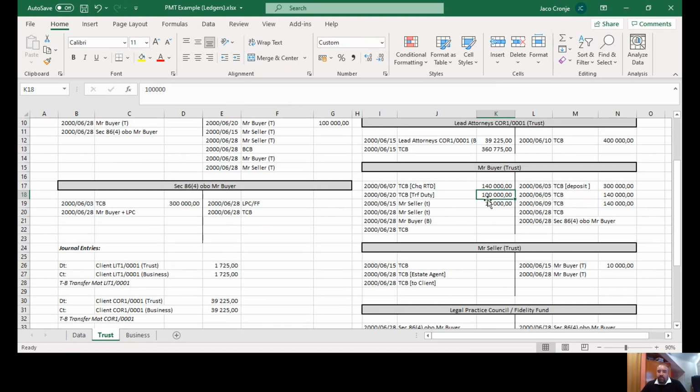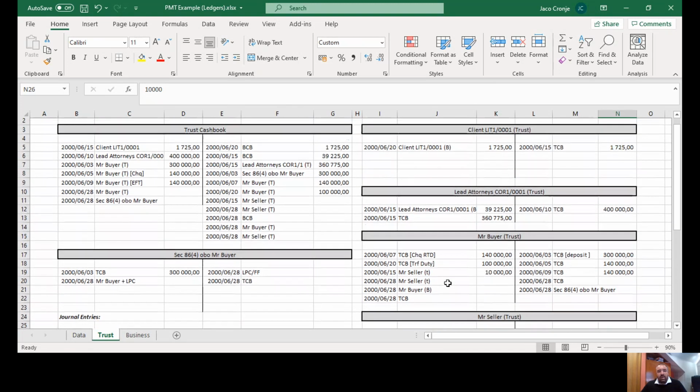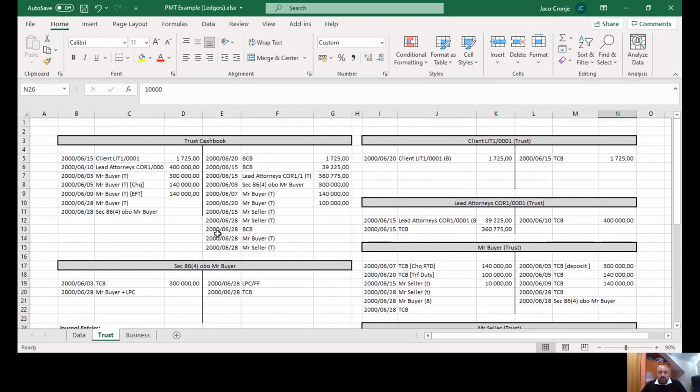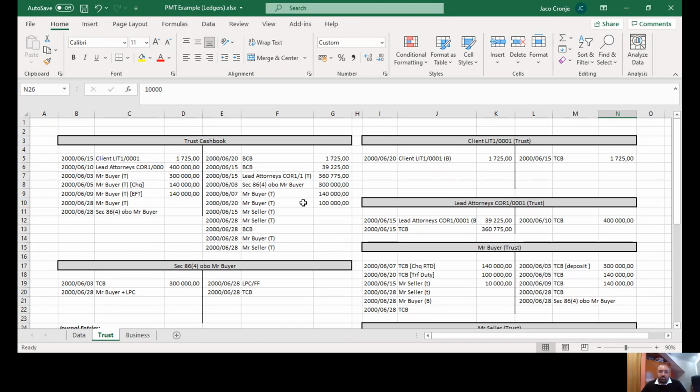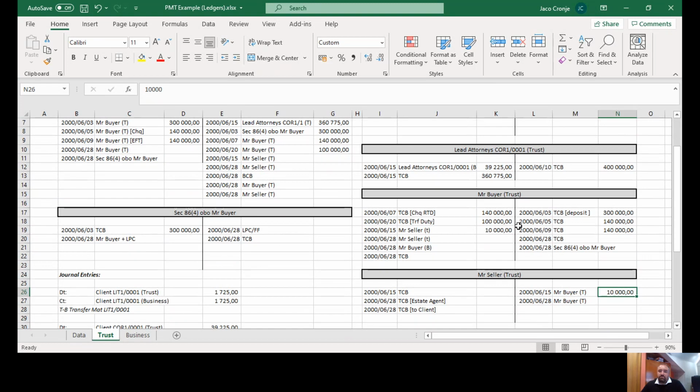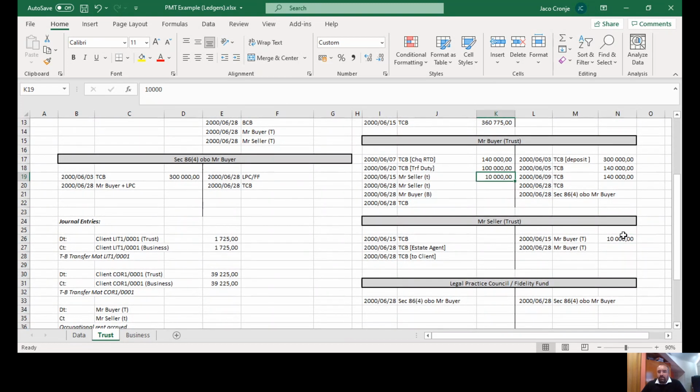So Mr. Buyer says, take 10 of that and use it for Mr. Seller. Now, is that a cash flow transaction? When I move it from Mr. Buyer to Mr. Seller, do I pay it out of my trust and back into my trust? The answer is no. The money is already in my trust. I simply move it from Mr. Buyer to Mr. Seller.